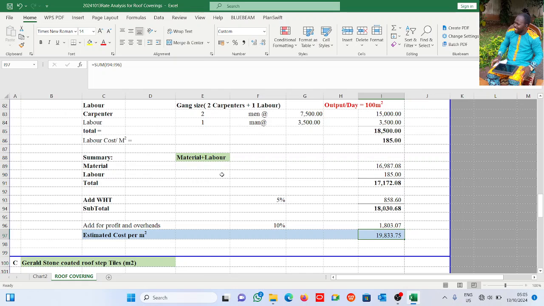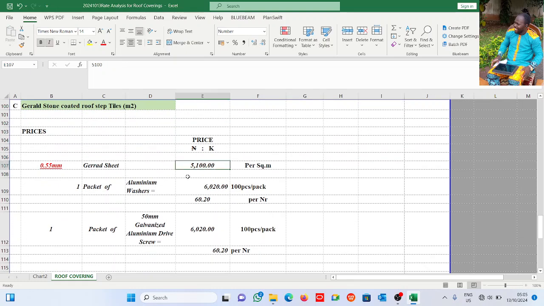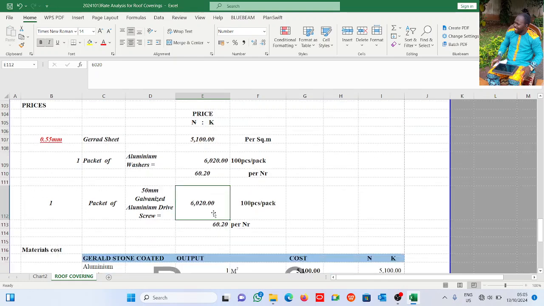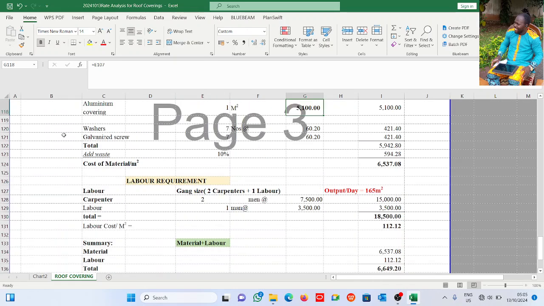The same process applies for the Gerald stone coated roof step tiles also. An average price of 5,100. Alright, then the same thing goes for washers. The same thing goes for galvanized screws also. So we have this. Alright, add the galvanized screws at this amount. The same thing goes for this. Alright, this gives us the sum here. Add cotton waste 10%. That gives us this.